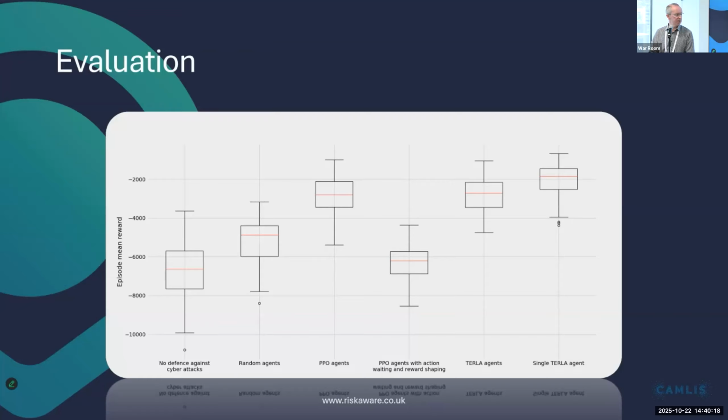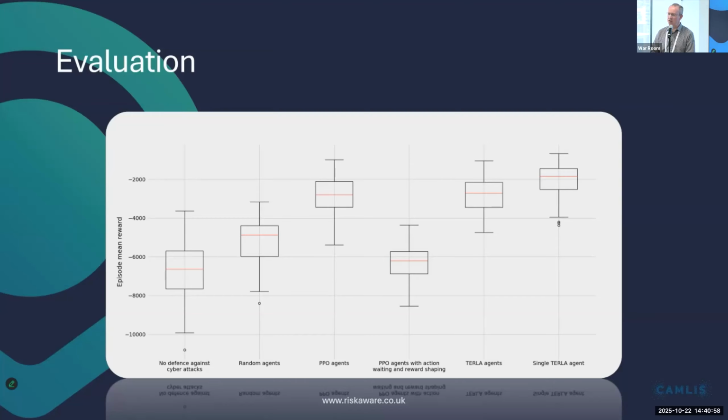We added a couple of additional techniques in. So far left, you can see no defense against cyber attacks at all. That's the mean episode reward you get if you do nothing and the red agent just goes wild and compromises the network without anyone getting in the way. We also evaluated a random agent. That's the next one along there. Random agent performs lots of actions, occasionally something useful, so it gets a higher episode mean reward than no defensive actions. But of course, any autonomous cyber defense agent ought to produce better results than either of those two.